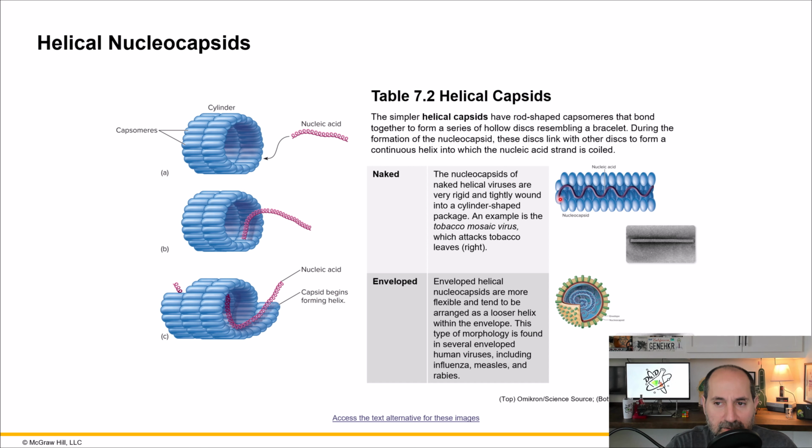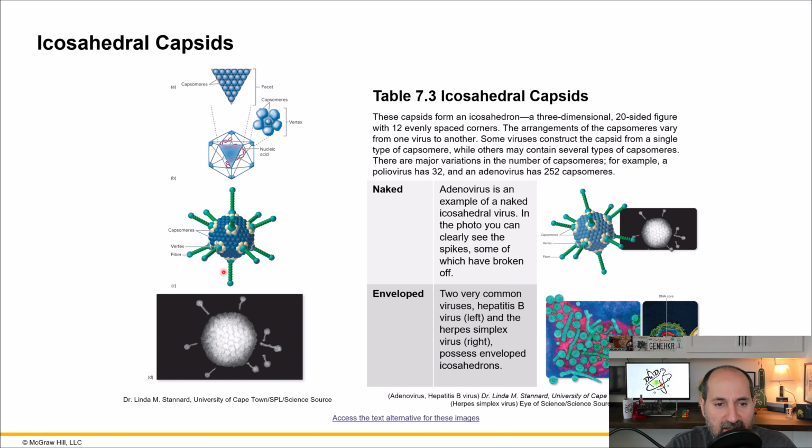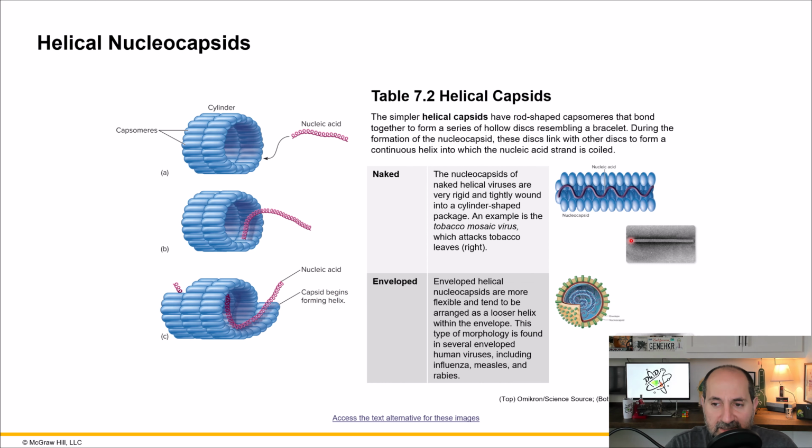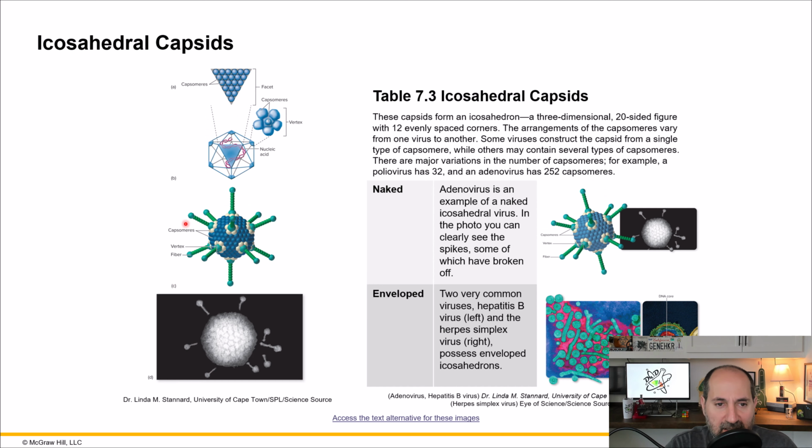Here you can see a helical capsid of the tobacco mosaic virus. See how the nucleic acid is protected on the inside, and those individual capsomeres wrap around in a helical fashion to form a rod. Here you can see an icosahedral capsid, which forms a 20-sided dice structure. Now, you can have naked helical viruses, enveloped helical viruses. You can have naked icosahedral viruses, enveloped icosahedral viruses.